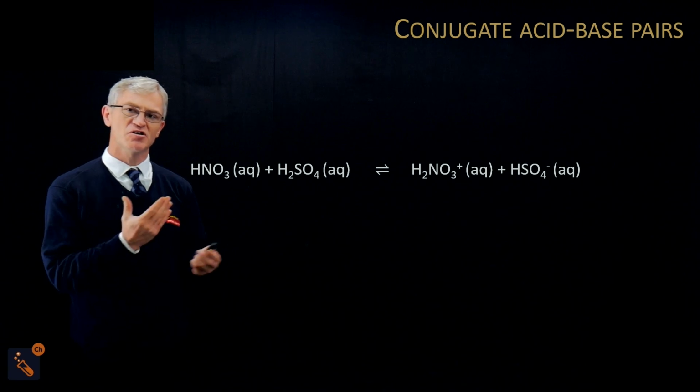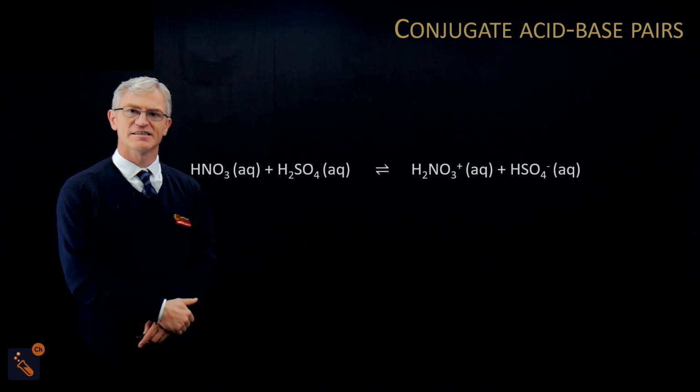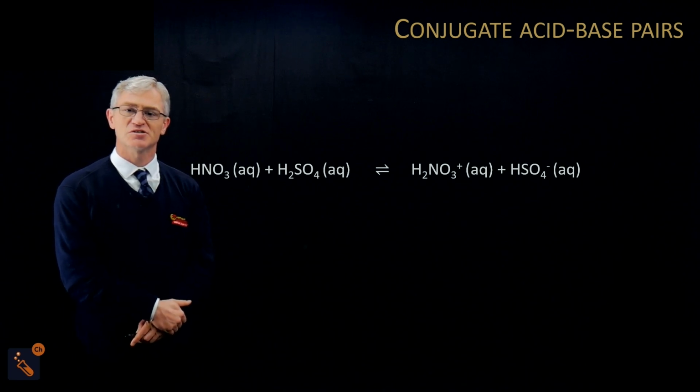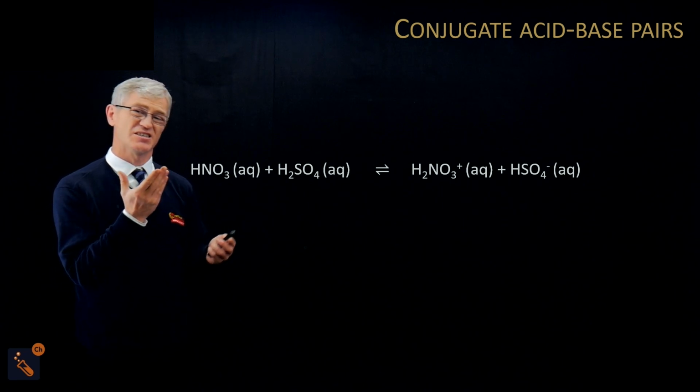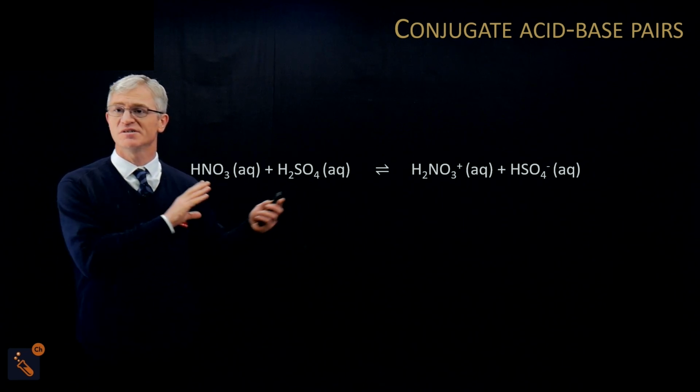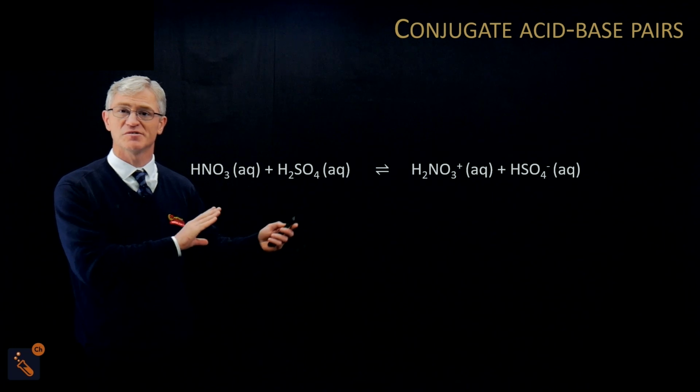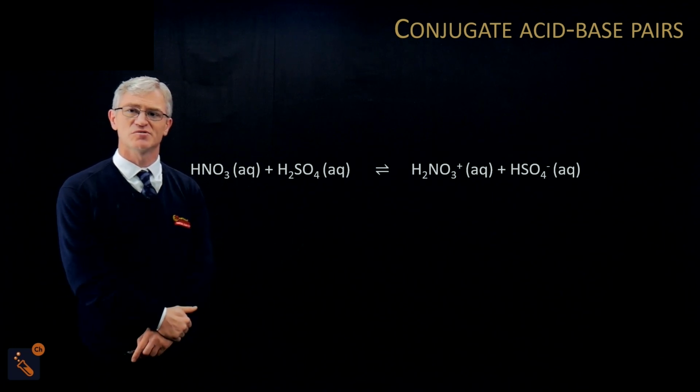Now let's look at the most common example you'll get in the exam. The most common example you'll get in the exam is if you have two acids, and we'll go into further examples of this when we do Ka, but this is the simple example to start off with.